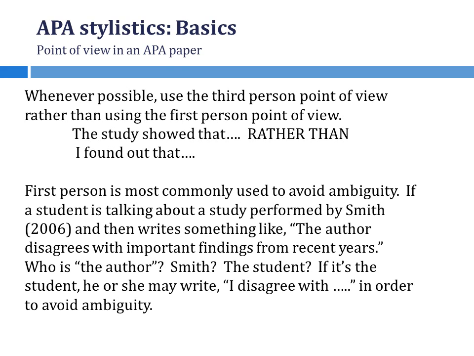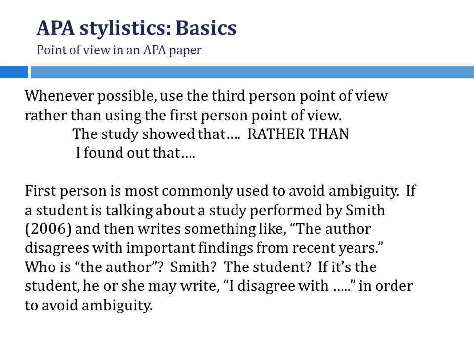APA format is not limited by the rules of citing the sources, like in-text citations and entries in the list of references. It also regulates the stylistics for actually writing about your research. Let's begin with point of view in an APA paper. Whenever possible, use the third-person point of view rather than the first-person point of view. For example, third person would say, "The study showed that." We would want to use that rather than "I found out that."